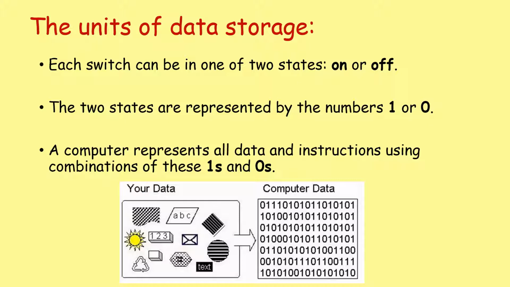So it doesn't matter if we're talking about sound or text or graphics or movies, it all has to be represented just using ones and zeros. And then when we view or listen to this data, we need to take those ones and zeros and convert that back into a human readable form.